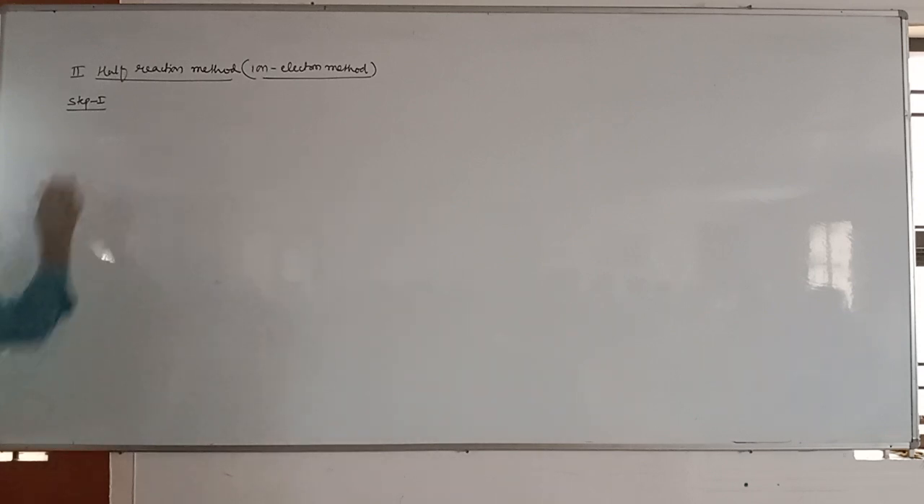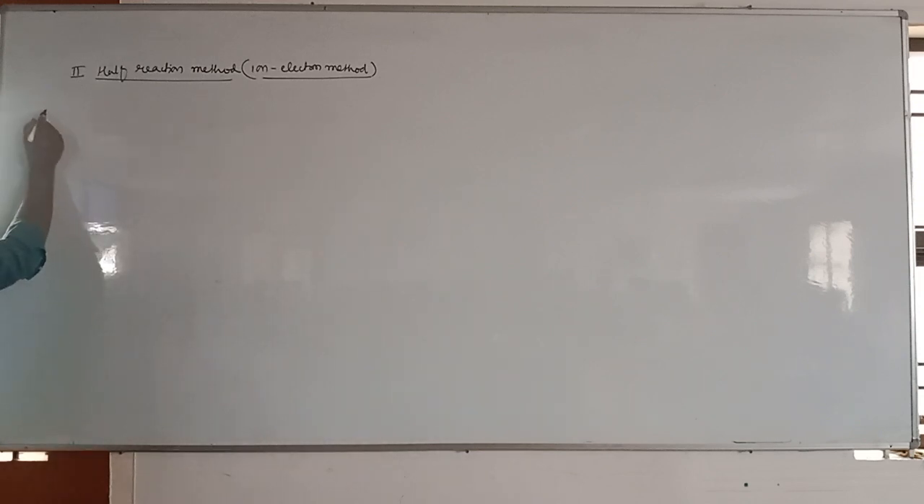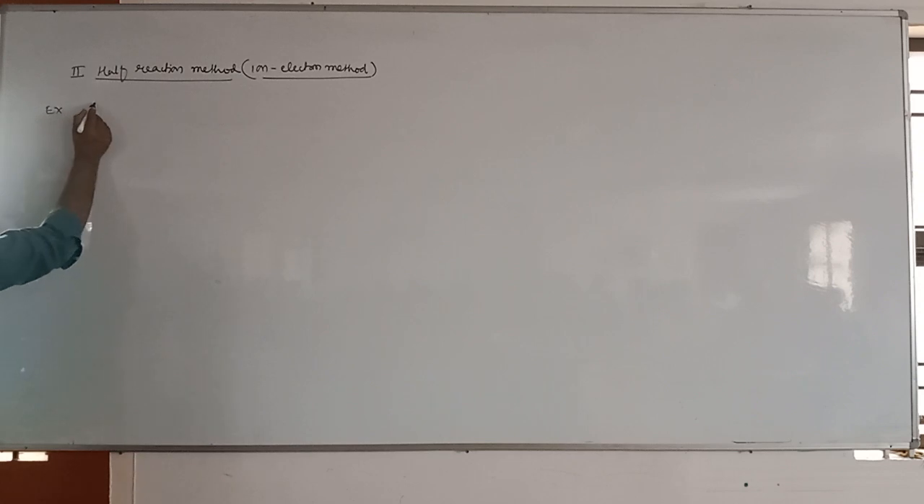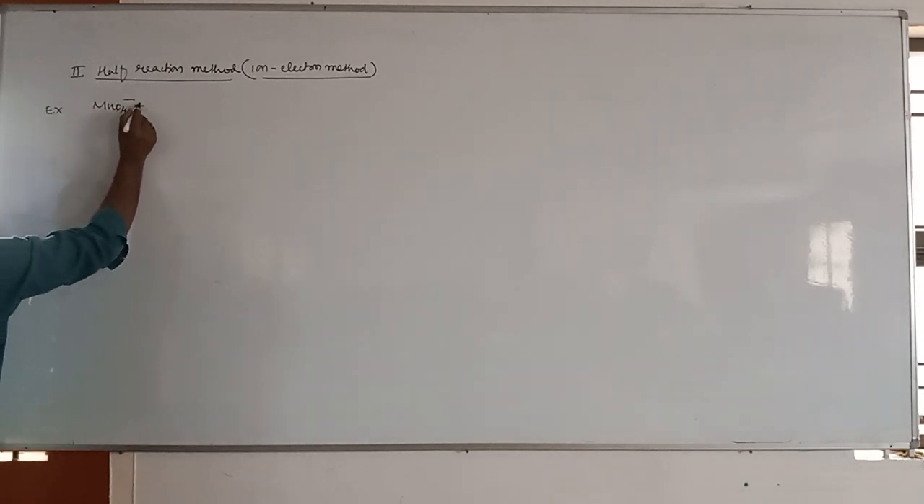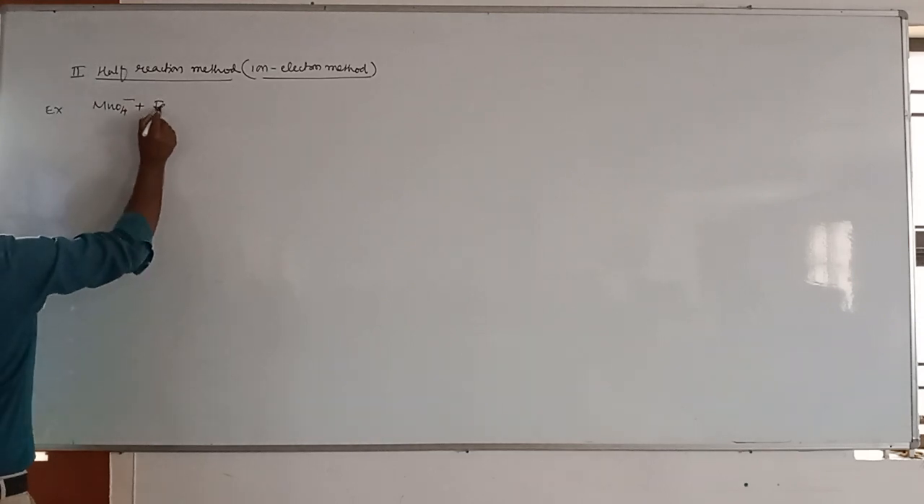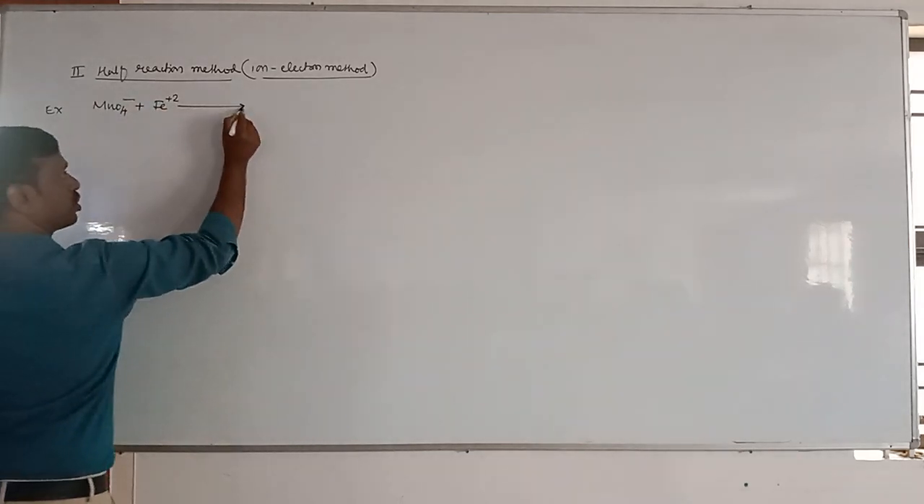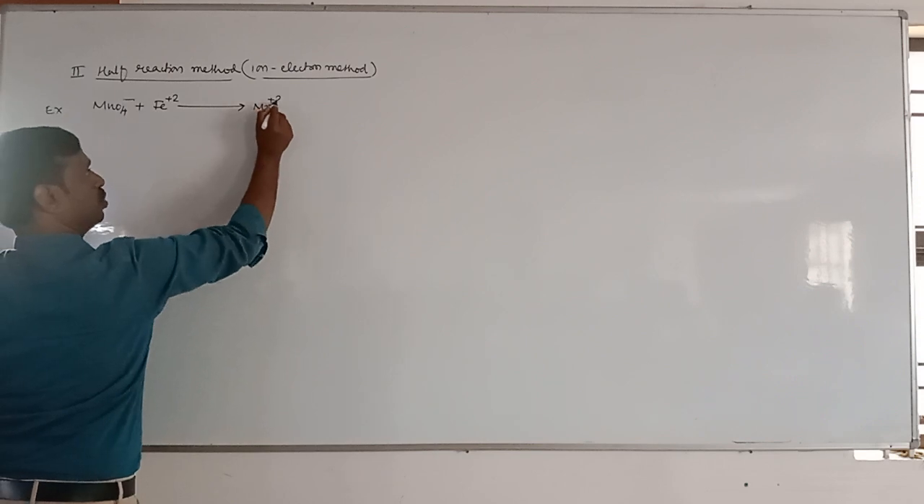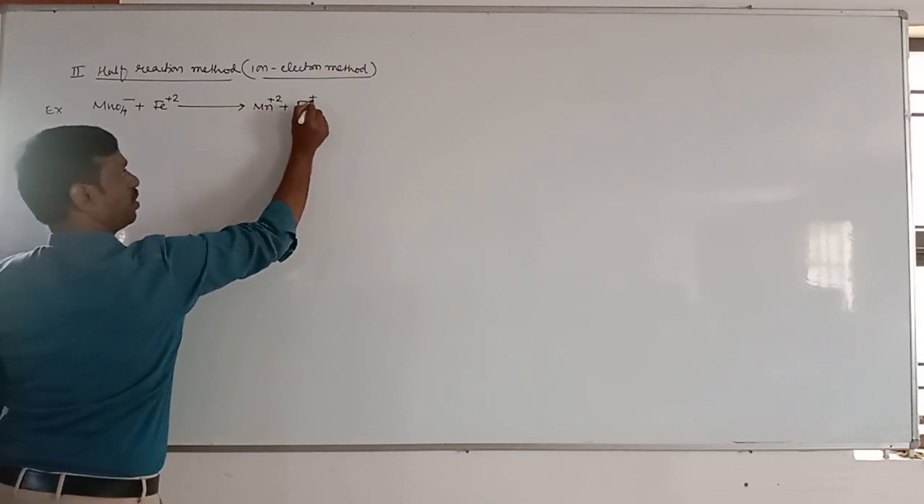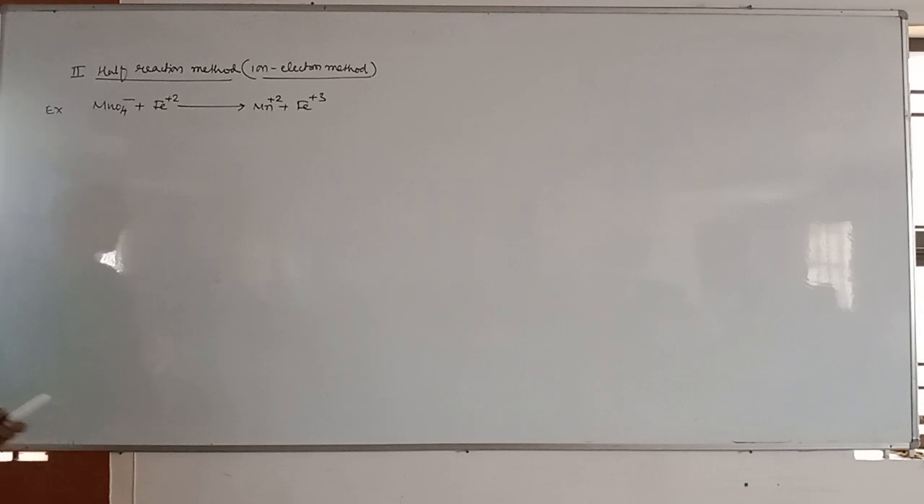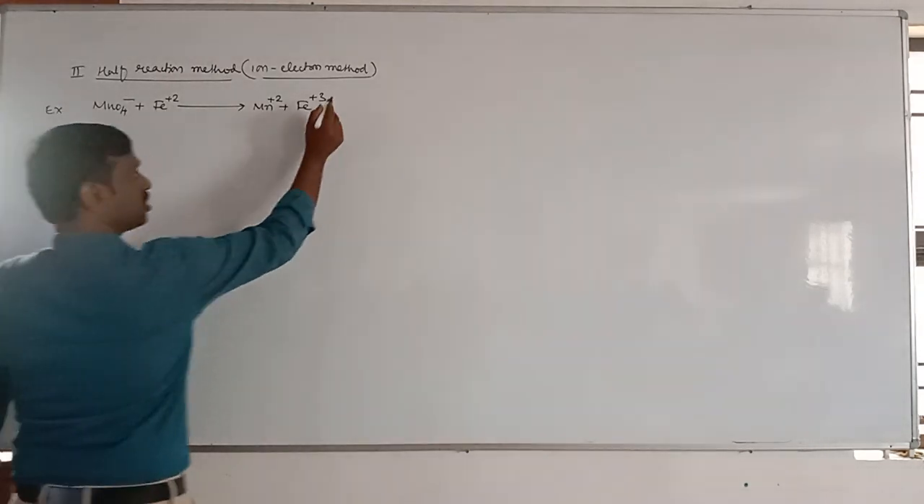Let us take an example. With an example we will study all the steps. Take one example: MnO4 minus, permanganate ion, plus Fe plus 2 gives rise to Mn plus 2 plus Fe plus 3. Balance this equation with the ion electron method, and of course in acidic medium.